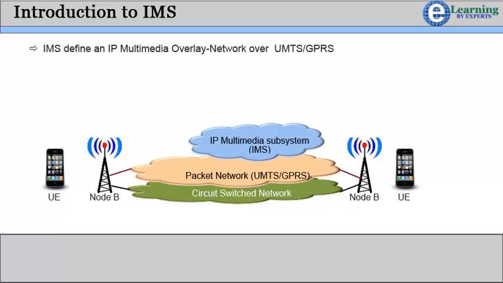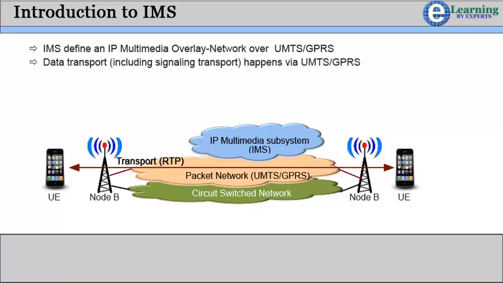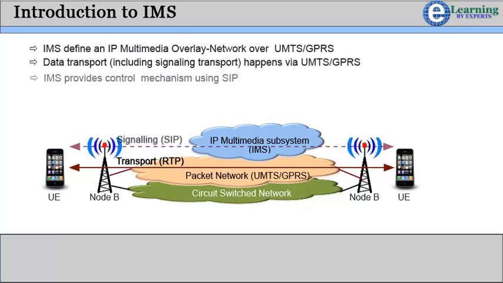IMS defines an IP Multimedia Overlay Network, over UMTS and GPRS, for session control based on Internet protocols. The data or media transport, as well as signaling transport, happens via the underlying technology, for example, UMTS or GPRS. IMS effectively provides control mechanism, QoS, security, charging, using SIP for IP services, and person-to-person communication.